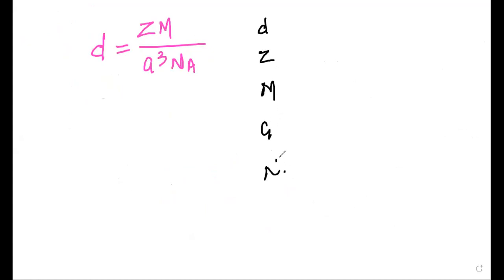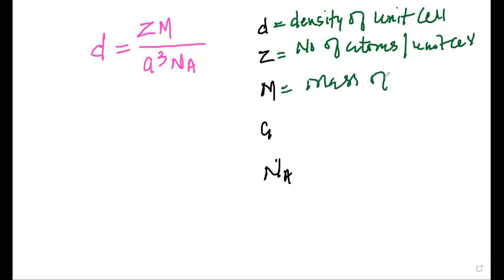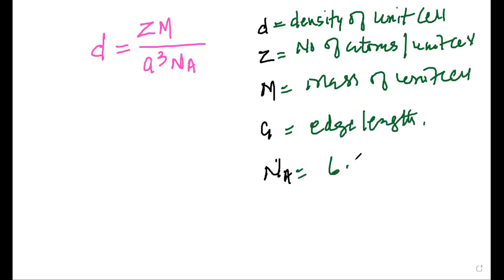What are these things, my dear students? D is equal to the density of the unit cell. Z is known as the number of atoms per unit cell. M is equal to the mass of the unit cell. a is equal to the edge length, and Na is 6.022 into 10 to the power 23, which is known as the Avogadro number.